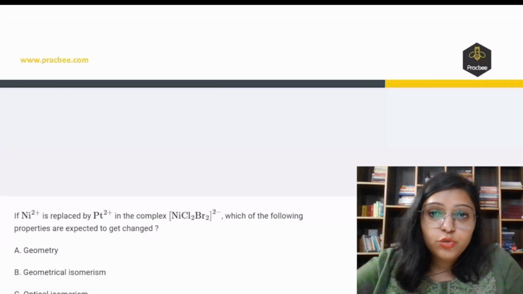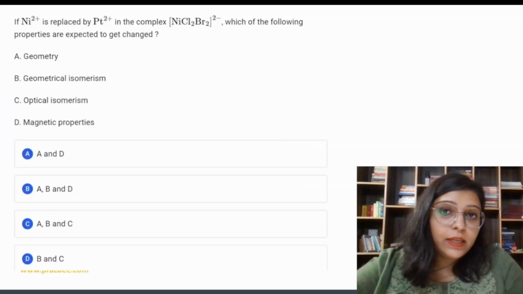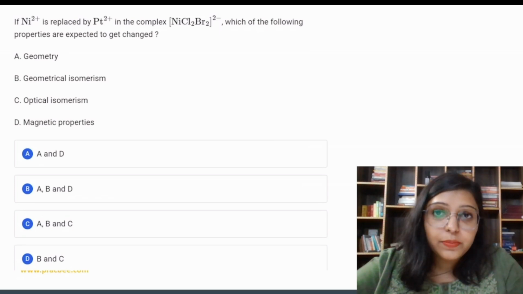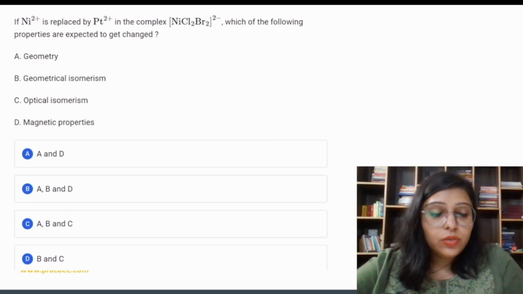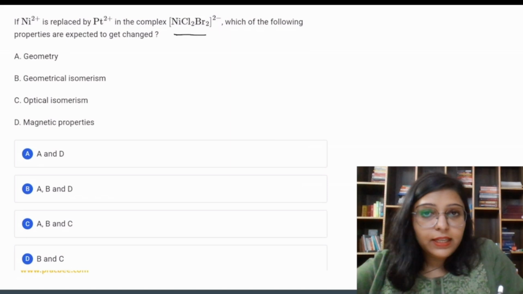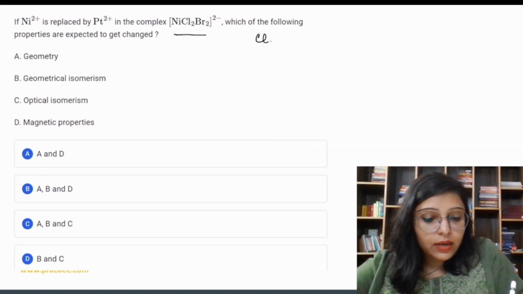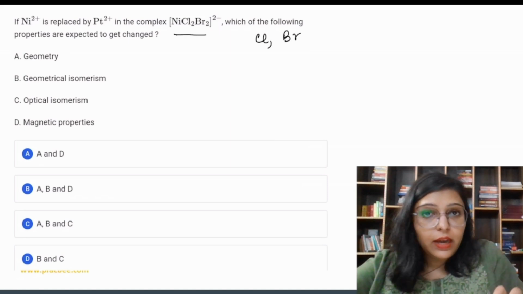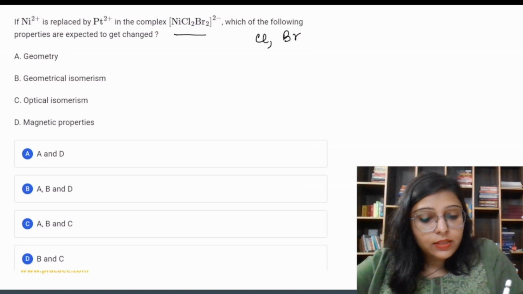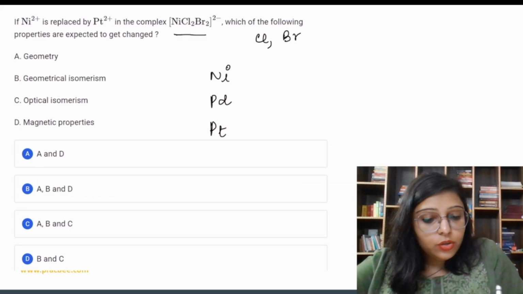Now let's do the next question. If Ni2+ is replaced by Pt2+ in the complex, which of the following properties are expected to get changed? So the point is that we have NiCl2Br2, now Cl or Br, right? Now what is the issue? See, nickel, palladium and platinum.